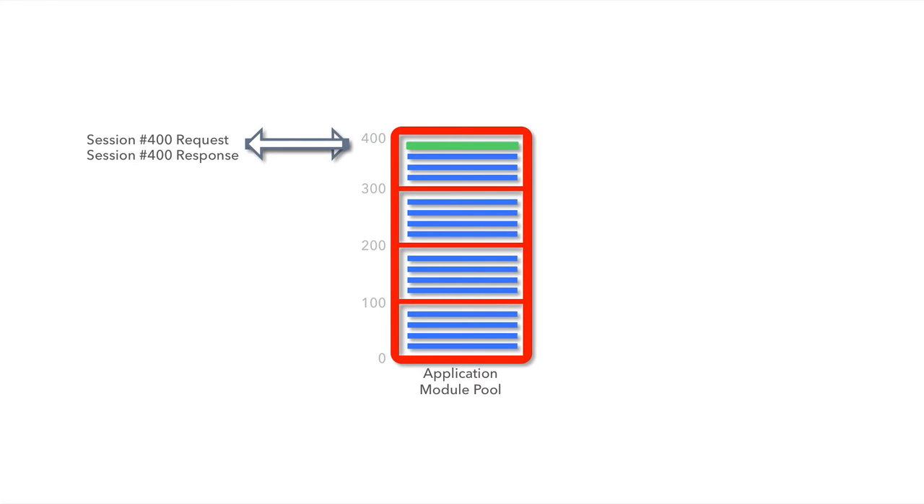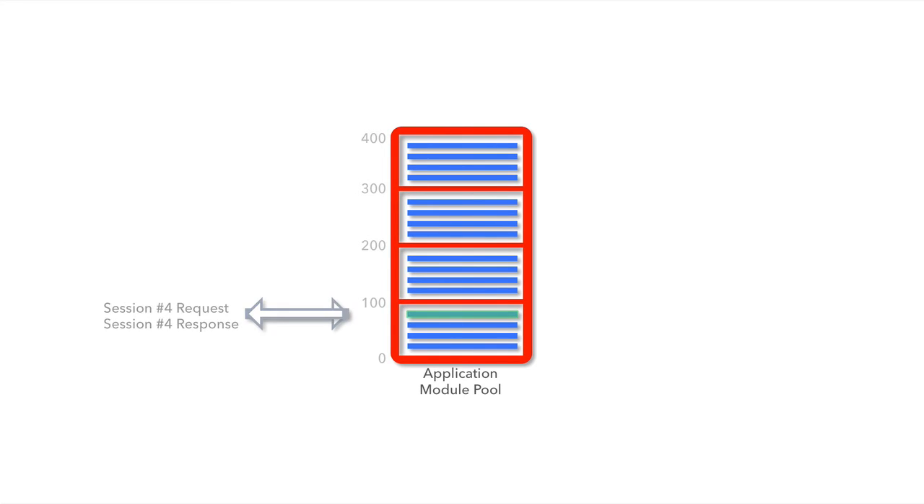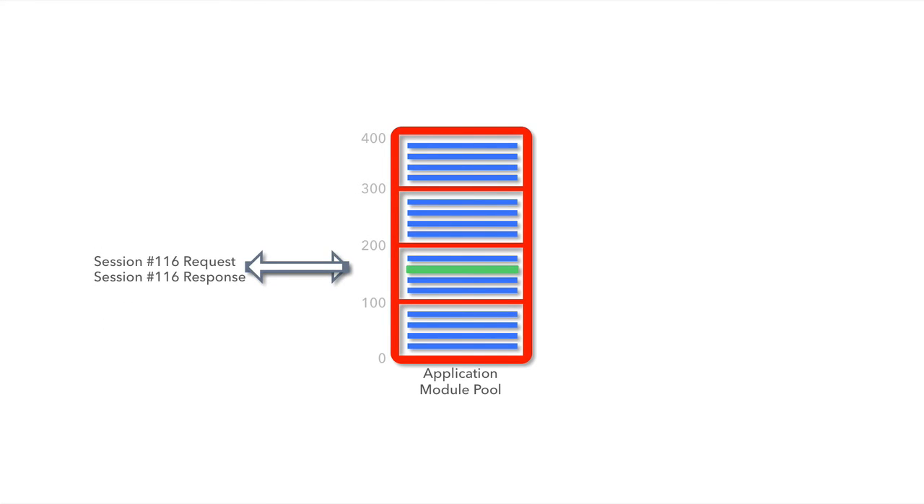Now eventually we'll get our 400th user or session requesting their own application module. And at this point, our AM pool is essentially full. Meanwhile, the previous sessions may still be coming in with new requests. Here we can see session 209 and the AM pool gives it AM 209 to work with. Here's session number 4. Here's session number 116. The point being the AM pool is maintaining the original AM and its state for that user session over multiple requests, solving the HTTP statelessness issue we described in the previous episode.